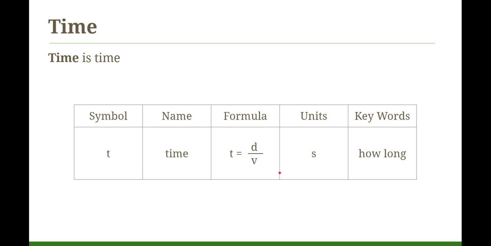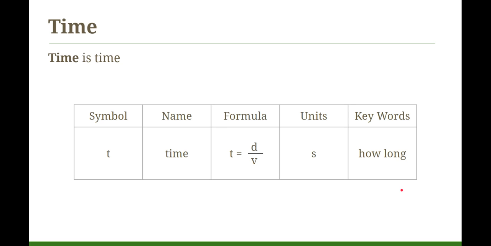And the final variable is time. Time is pretty hard to define, but it is part of our equations, and so we wanted it to be part of these notes. So we symbolize it with the letter T. We can calculate it by taking the displacement of an object and dividing it by the velocity of that object. And usually we measure time in seconds. The words that a question would include if it was asking for time is how long. Like, how long did it take for this object to go here?